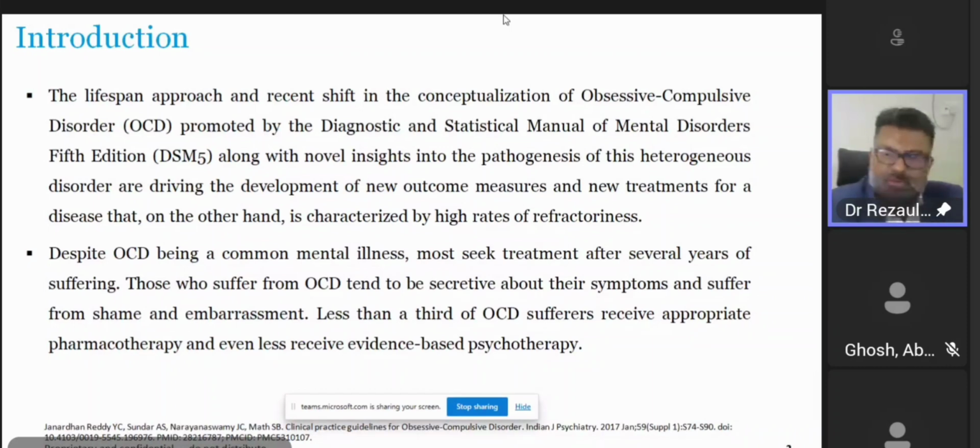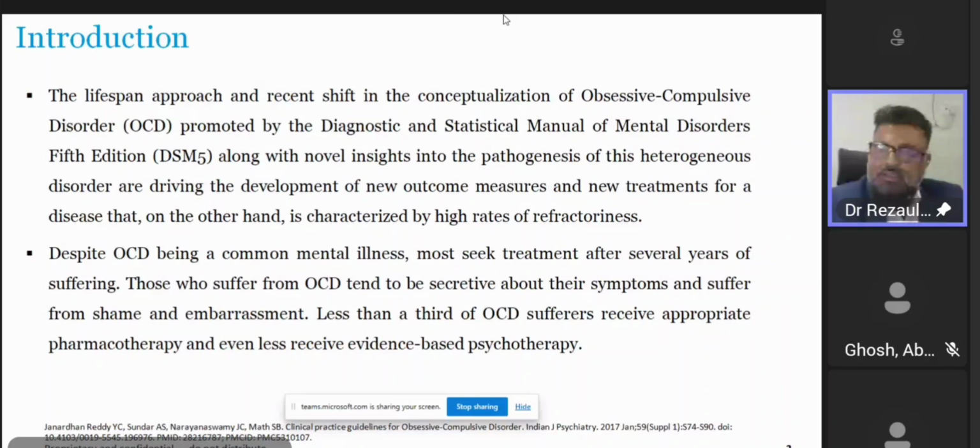But if we see the recent conceptualization in the DSM-5, it is going out of the umbrella of the anxiety spectrum of illness, and moving more towards hoarding disorder, body dysmorphophobia, trichotillomania, excoriation, this type of illness. So its pathogenesis is heterogeneous, and it is characterized by high rates of refractoriness.